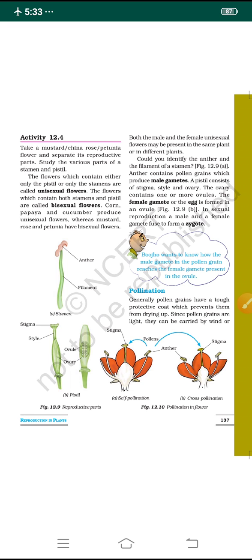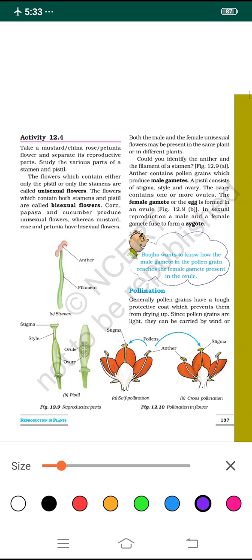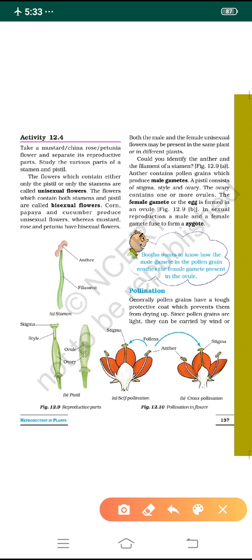Both male and female unisexual flowers may be present in the same plant or in different plants. Let me explain that through the diagram. This is the male part of the flower that we call the stamen. In the stamen you will see two important parts, which I'll explain. Before that, let us remember again: the flowers which contain either only pistil or only stamen, meaning either male or female, are called unisexual flowers. Examples are cucumber, papaya, and corn.